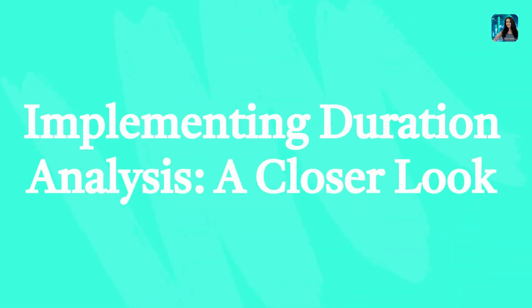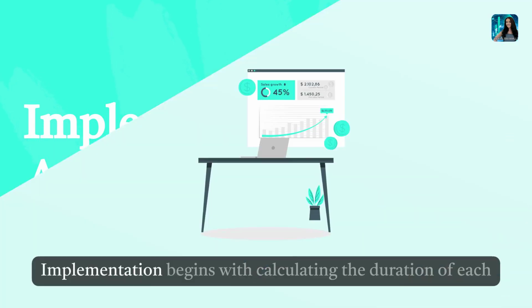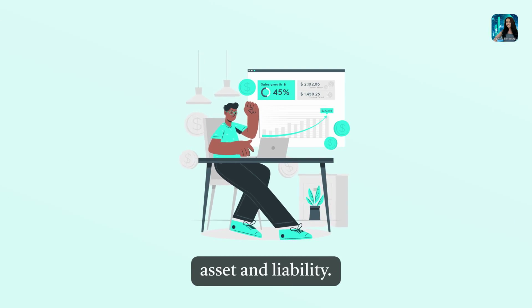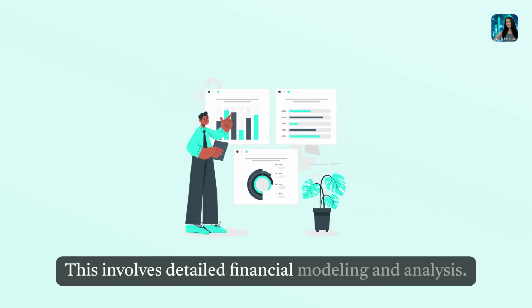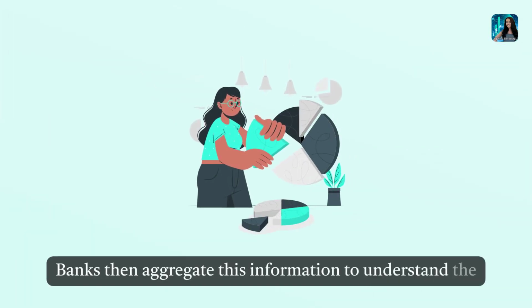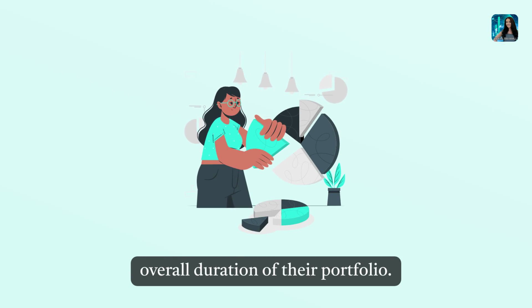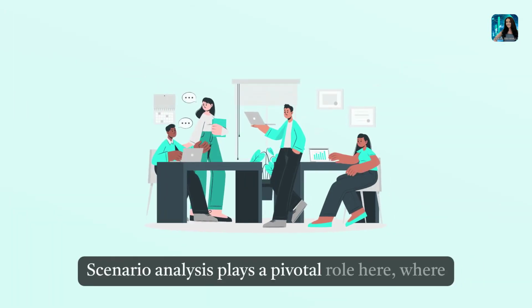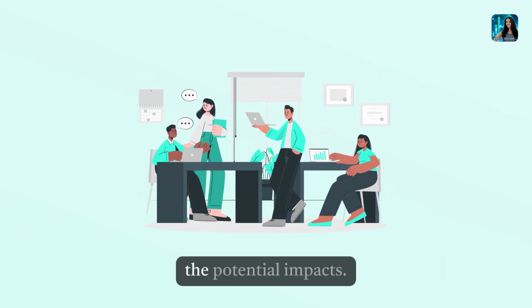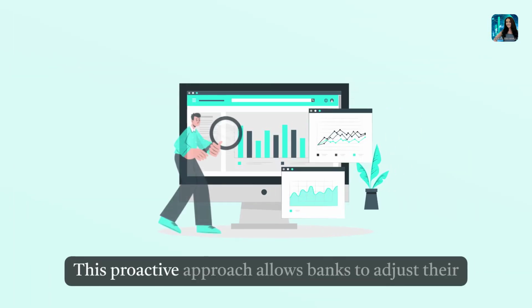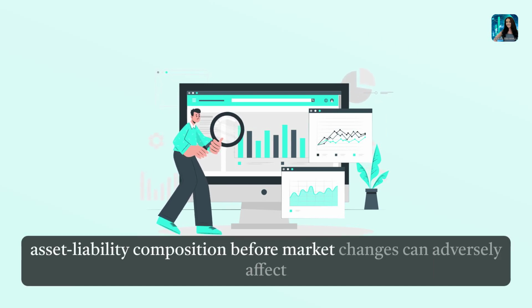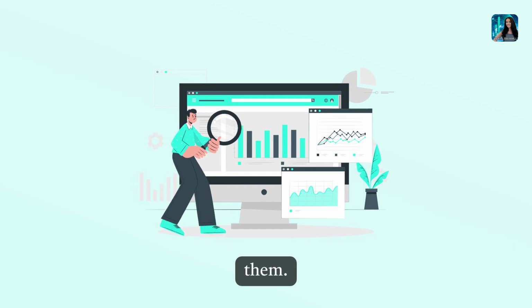Implementing duration analysis, a closer look. Implementation begins with calculating the duration of each asset and liability. This involves detailed financial modeling and analysis. Banks then aggregate this information to understand the overall duration of their portfolio. Scenario analysis plays a pivotal role here, where banks simulate various interest rate movements and observe the potential impacts. This proactive approach allows banks to adjust their asset-liability composition before market changes can adversely affect them.